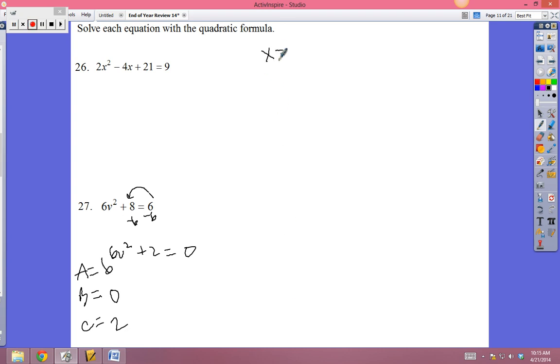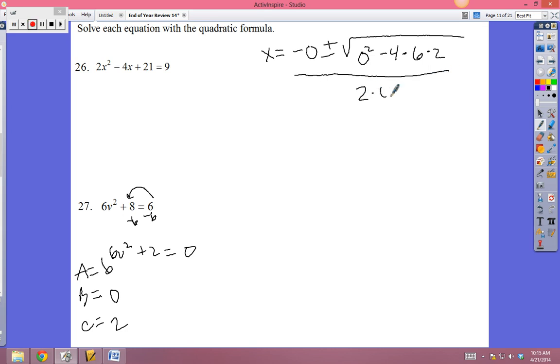So x equals negative b plus or minus the square root of b squared minus 4 times A times C all over 2a. So the zeros are going to be easy to work with, so we've just got plus or minus. A minus 4 times 6 times 2 is going to be a minus 48. And then on the bottom, a 2 times a 6 is going to be a 12.